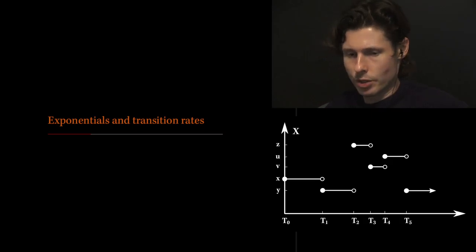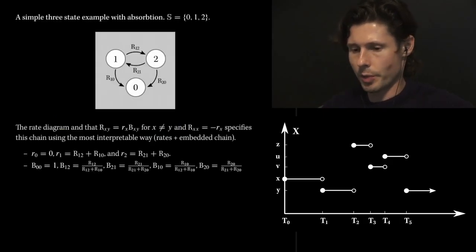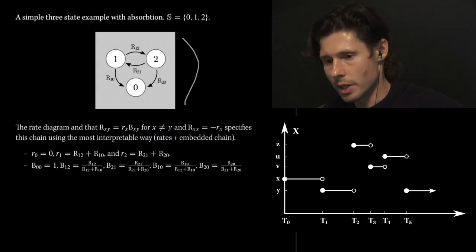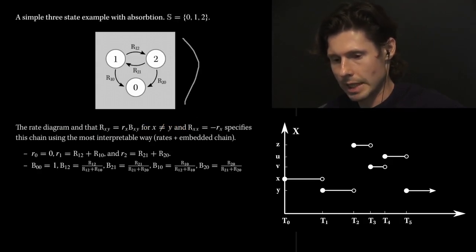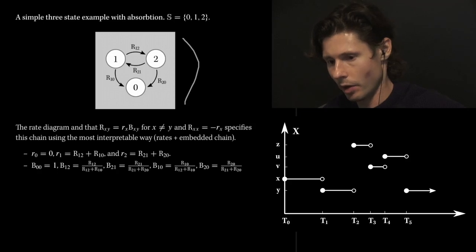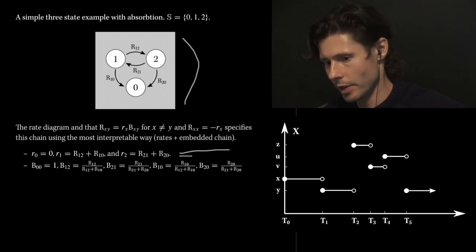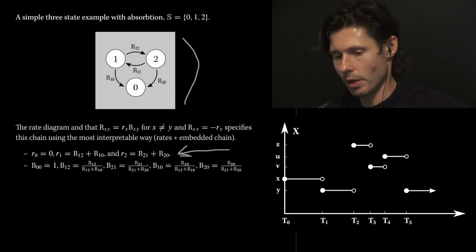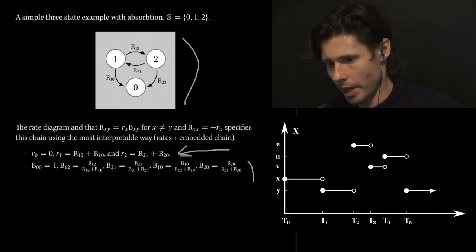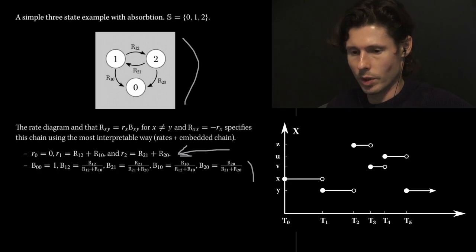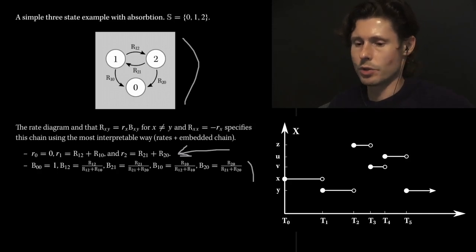Let's connect transition rates, entries of the generator, to exponential random variables. We're going to do it on this example here. This is a transition rate diagram for a three-state CTMC, and we've already computed the rates for every state. This determines how long we stay in state 0, 1, and 2. And then these embedded chain one-step transition probabilities told us, once every single waiting time is over, where we go next.